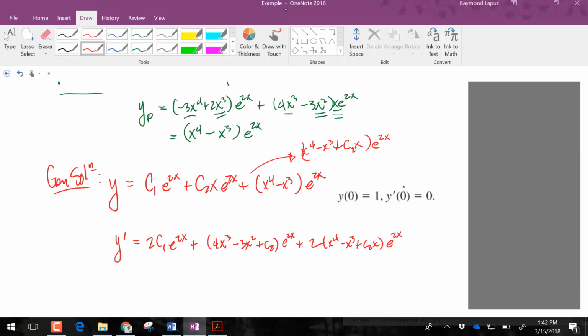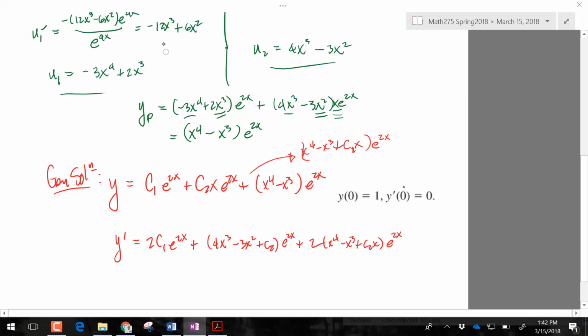Okay, now let's put in some initial conditions here. The original function evaluated at 0 will give us c1 times 1 plus c2, whoops, that's 0, and then plus 0. So that's good. c1 is equal to 1.